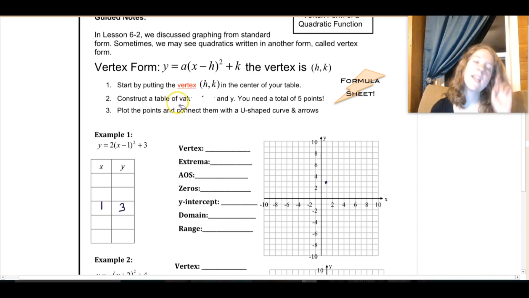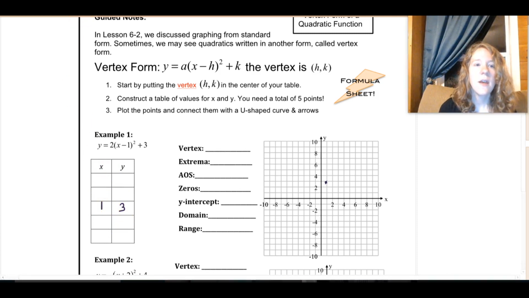Right, and then the next thing you're going to do is construct a table of values for the x and the y. So very similar to how you did for standard form. Once you've got that vertex, you're going to count backwards and forwards from that value to figure out ordered pairs for your tables. So back from 1, I'm going to go 0 and -1. Ahead of 1, I'm going to get 2 and 3. So then I'm just going to start plugging those in.